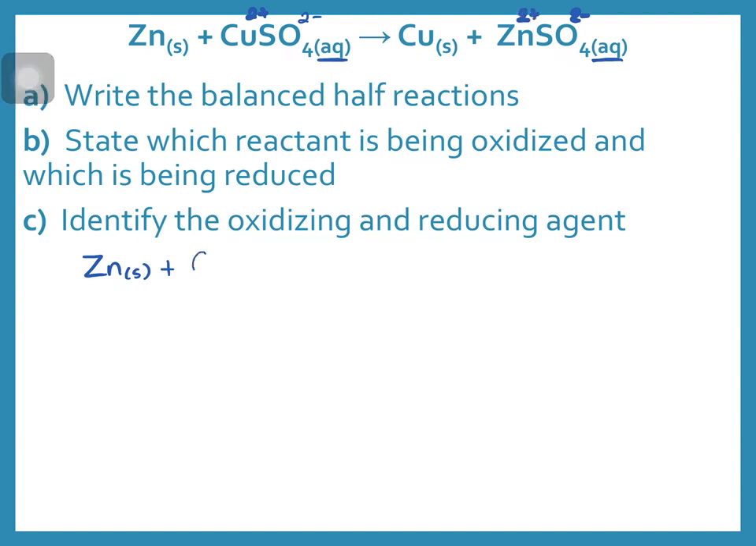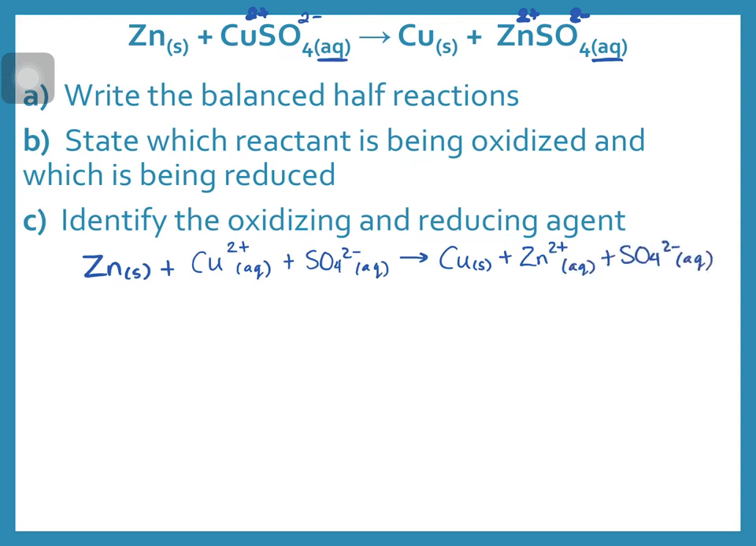So I have zinc solid plus copper ion, Cu2+, plus sulfate ions become solid copper, zinc ions, and sulfate ions. Sulfate ions were on both sides, so they were spectator ions. Overall, we had zinc solid and copper ions becoming copper solid and zinc ions.